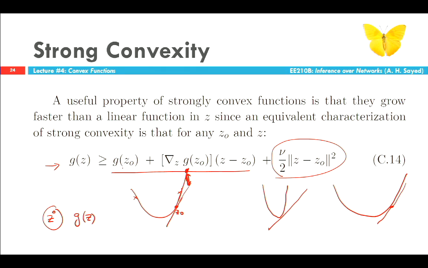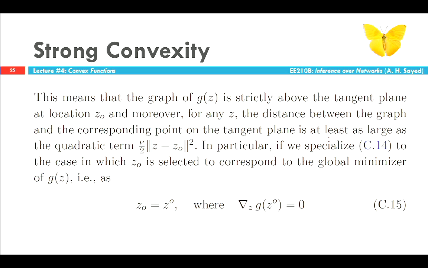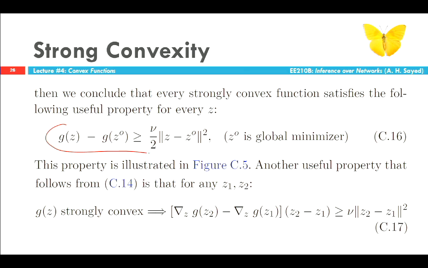So if I pick Z0 to be the minimizer, what will happen here? This disappears, so you will get that this is larger than this plus that. For that particular case, this is telling you how the value of the function is growing relative to its value at the minimum: faster than a quadratic. Again, this brings in that idea that it's growing fast.